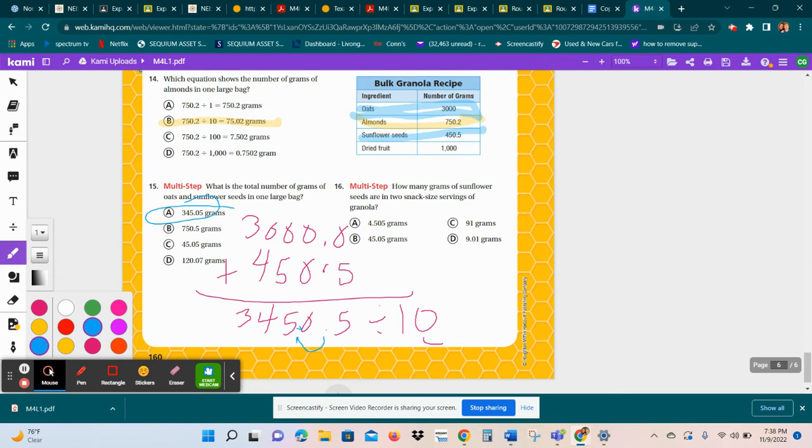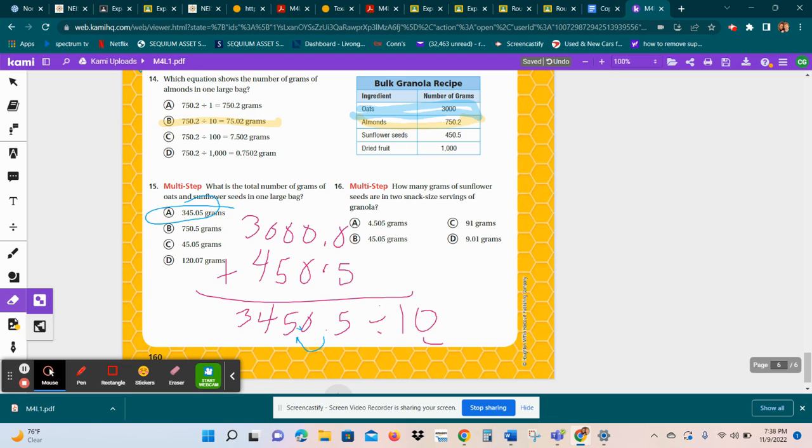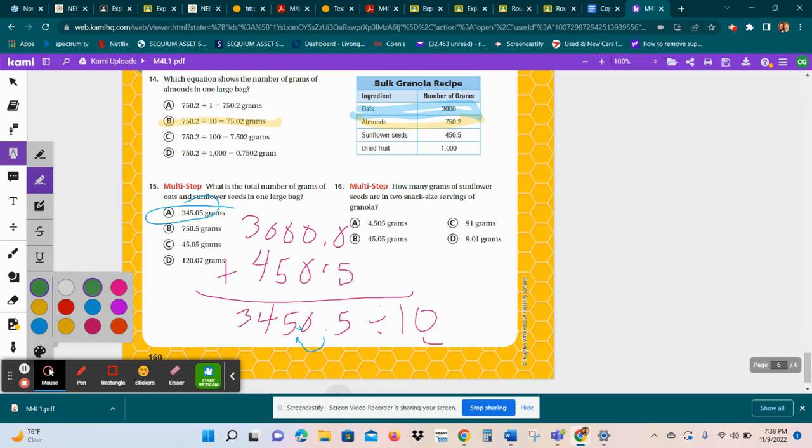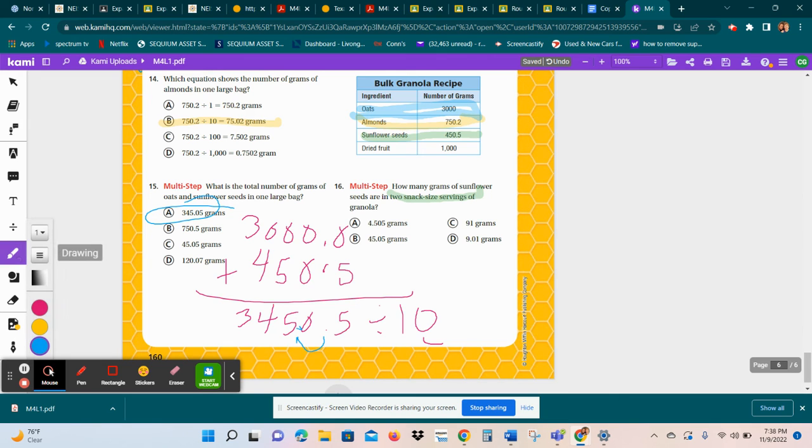Okay, now let's look at number 16. How many grams of sunflower seeds are in 2? So I'm going to erase this part here, and I'm just going to change the color pen. Let's do green. There's sunflower seeds, right? But it says 2 snack size servings. So I'm coming over here and I have 450 and 5/10, but it said 2 of them. So what am I going to do? Absolutely, I'm going to either multiply that by 2 or just double it up.